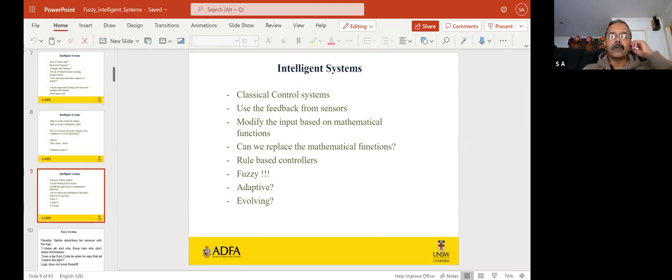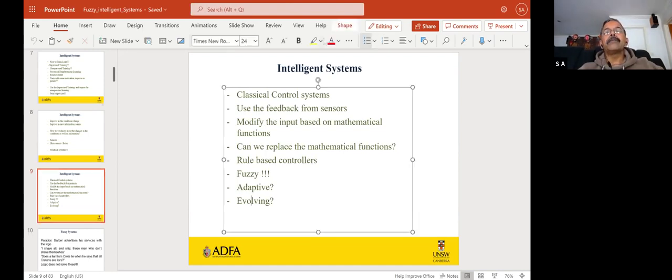So what we'll do in the next class is we will use rule-based systems, and Fuzzy is one such rule-based system which can be used to model your system and to model your control systems. And the advantage of these fuzzy rule-based systems is they are adaptive and you can make them evolving. What is the difference between adaptive? What is adaptive and what is evolving?